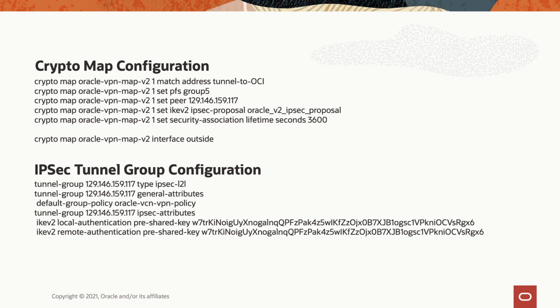We will now create a tunnel group under the IPsec attributes and configure the peer IP address and the tunnel pre-shared key. The pre-shared key can be fetched from the OCI console. So we'll do this configuration now.